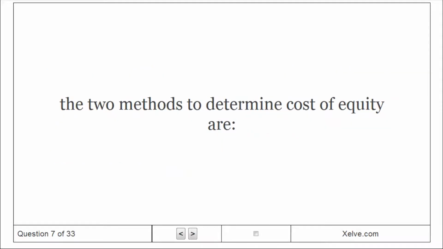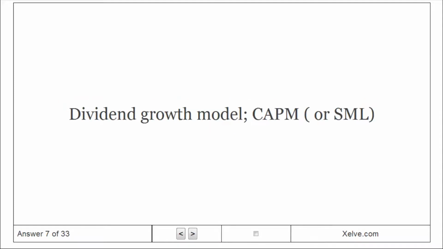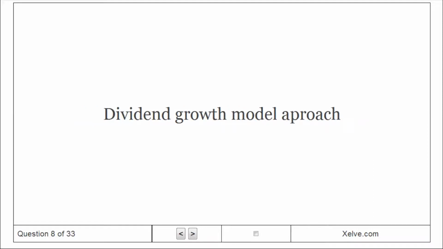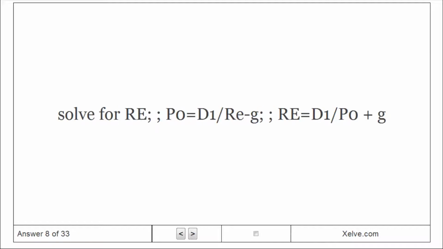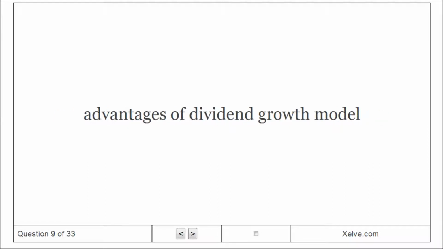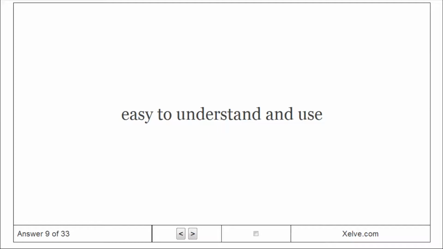The two methods to determine cost of equity are dividend growth model and CAPM. Dividend growth model approach. Solve for RE: P0 equals D1 over (RE minus g), so RE equals D1 over P0 plus g. Advantages of dividend growth model: easy to understand and use.